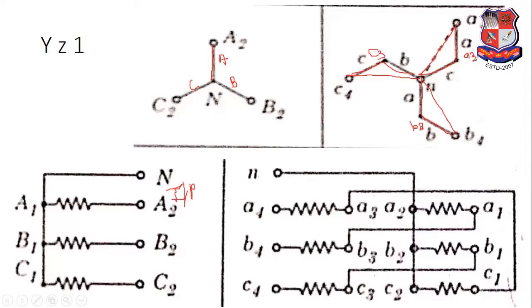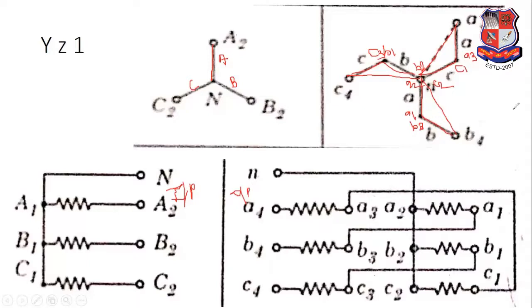Now 3 is minimum, this is phase C, 1, 2. So 1 is minimum, C1, C2, A1, A2, B1, B2. So from this connection you can see that A2, B2, C2 are short circuited. A2, B2, C2 is connected to a common point, it is the neutral. A4, B4, C4, you have to take as your output.